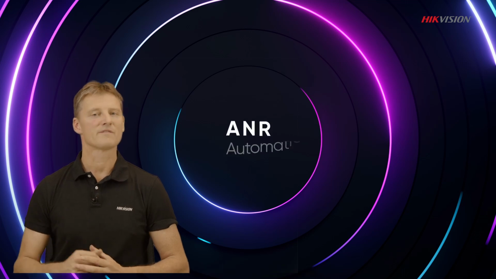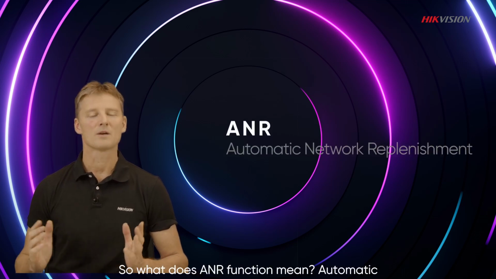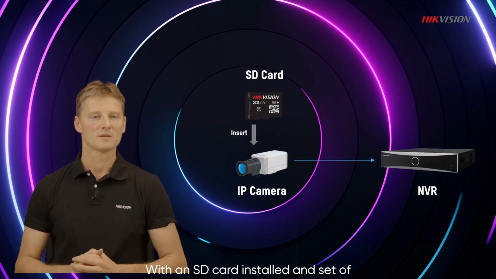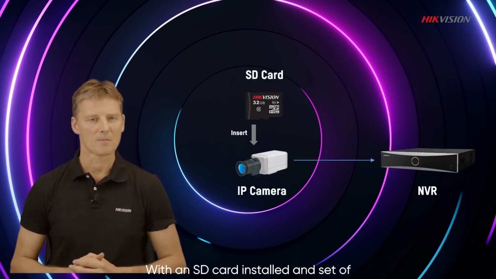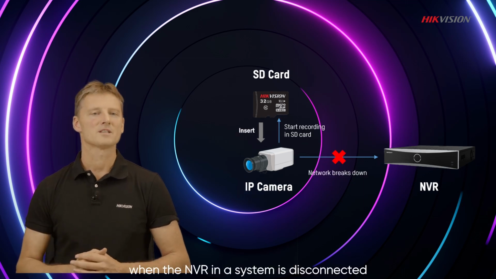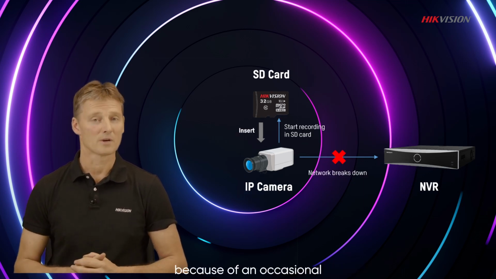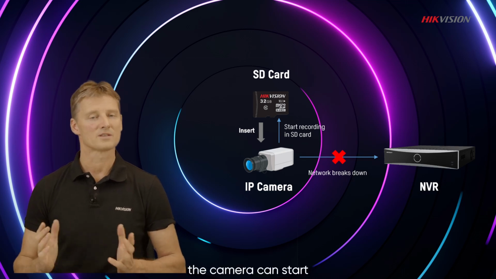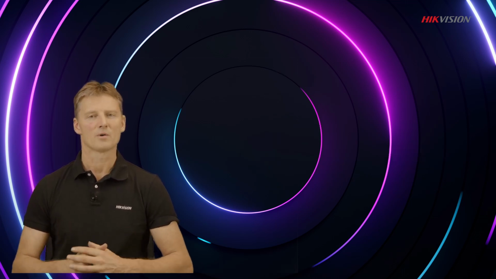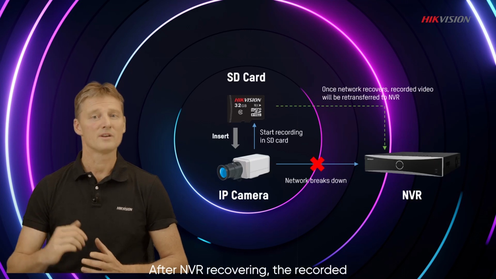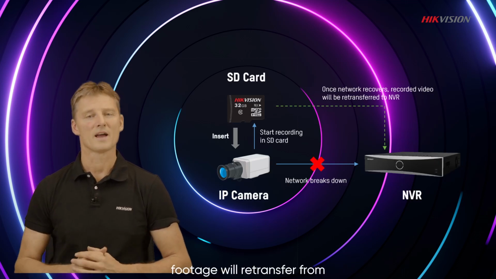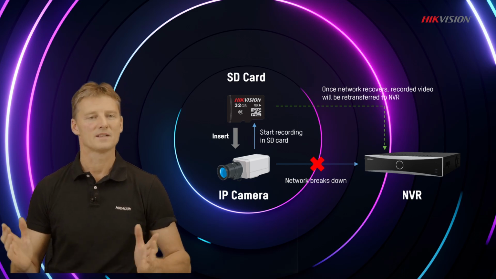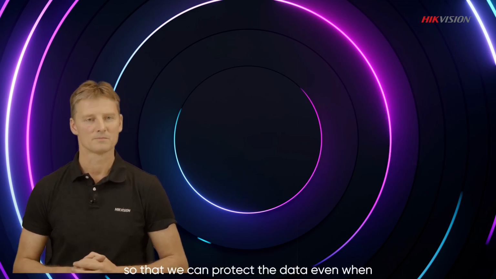So what does the ANR function mean? Automatic network replenishment. With an SD card installed and a recording schedule set in the camera, when the NVR in the system is disconnected because of an occasional network issue or device power down, the camera can start recording video on the SD card. After the NVR recovers, the recorded video footage will be retransferred from the SD card back into the NVR, so that we can protect the data even when the recorder breaks down.